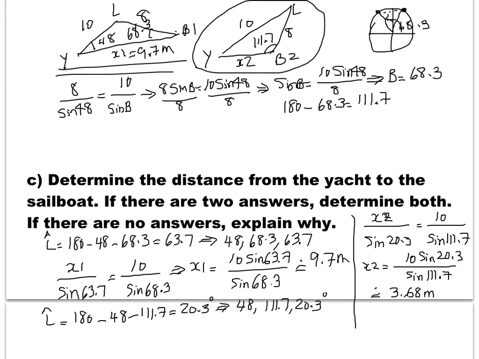So this means that x2 in this case is 3.68 meters. So we have two possibilities. The distance between the yacht and the sailboat can be either 9.7 meters or it can be 3.68 meters. Another case of ambiguous answers.